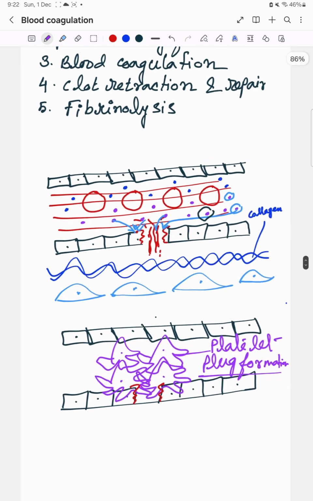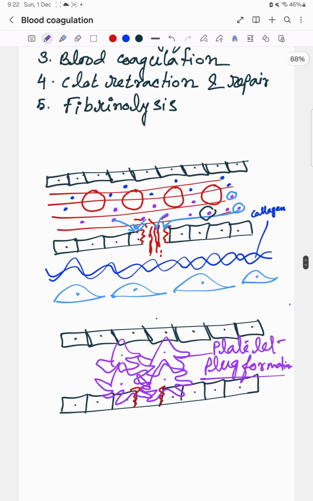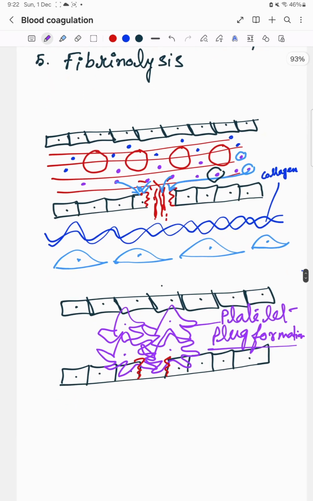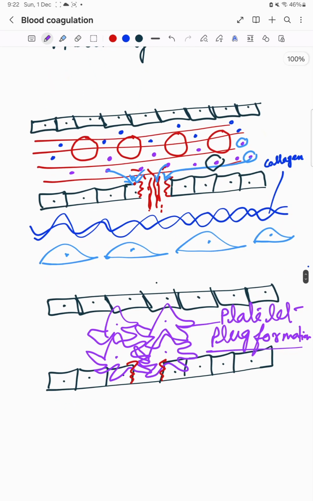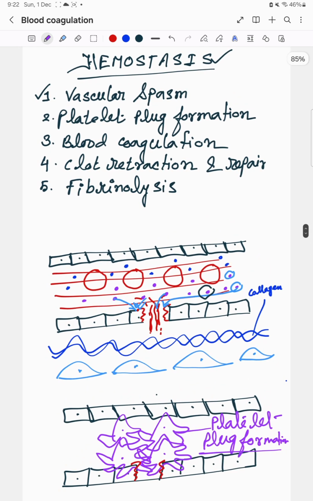But I will not discuss all this process, because my video will get longer. So if you are interested to know this whole process, you can write it in the comment section. Definitely I will make a separate video for this whole process. Okay, so if we consider that our platelet plug is formed at the site of injury, then what happens after that? That will be the discussion of blood coagulation.